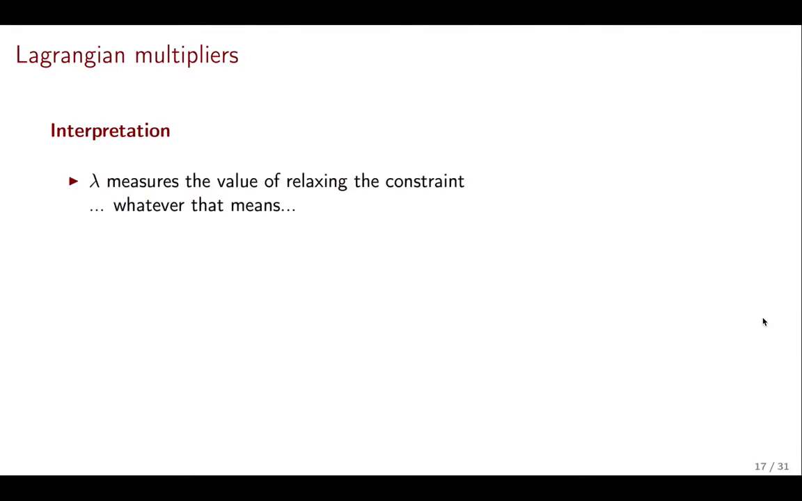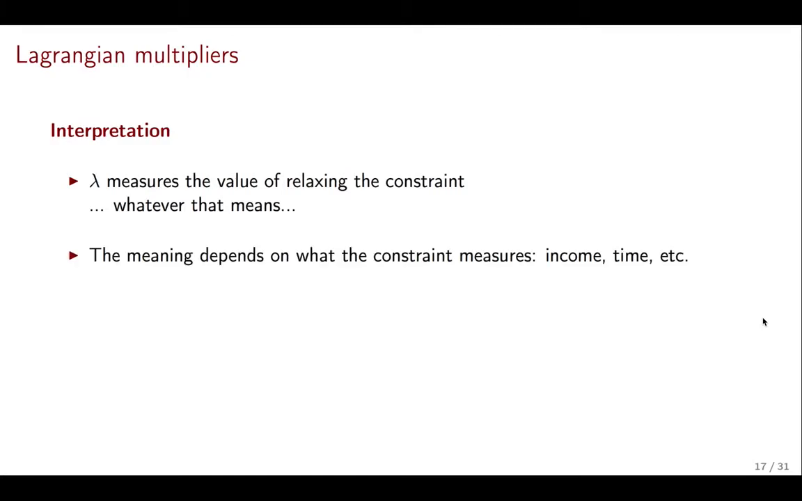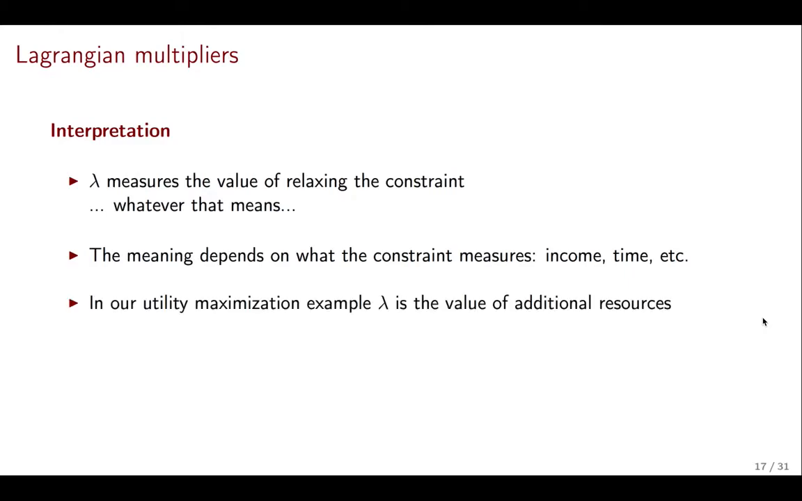So interpretation. Let's talk about interpretation of lambda. Lambda is going to measure the value of relaxing the constraint, whatever that means. For now, we're going to be agnostic. Now, relaxing the constraint, I say whatever that means because it really depends on what you are constrained by. If it's a constraint of a budget, then lambda is going to measure the value of adding more income. If it's a time constraint, then lambda is going to measure the value of getting more time, and so on and so forth. So in our utility maximization example, lambda is the value of additional resources, of getting more income.